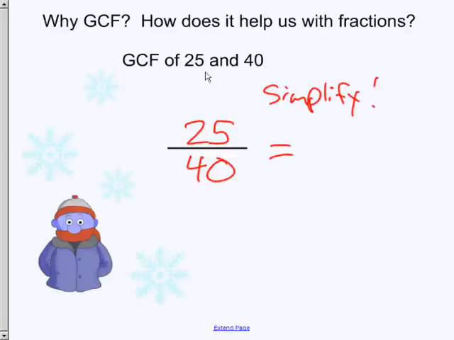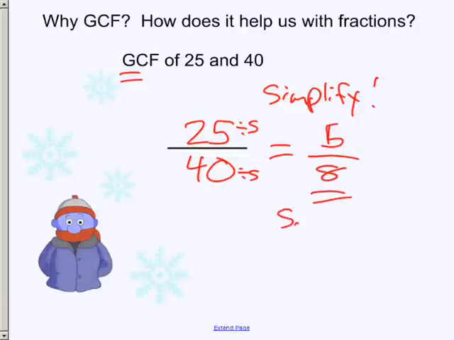Okay, to simplify, what we did is we said, what's the largest number that I can divide 25 and 40 by? Well, that's the greatest common factor. And I would say that the greatest common factor of those two would be 5. I can divide both of these by 5. 25 divided by 5 is 5, and 40 divided by 5 is 8.